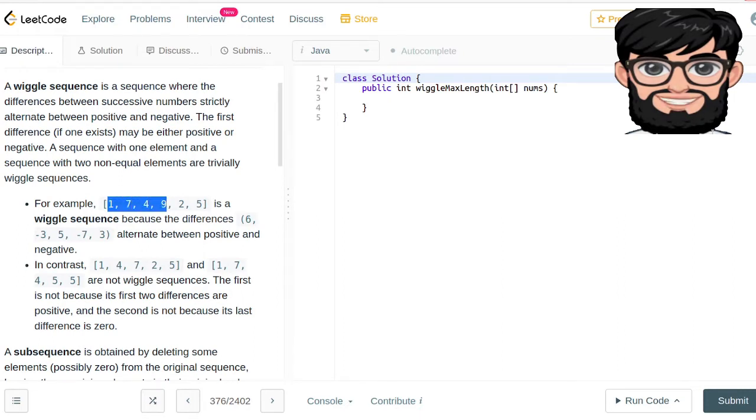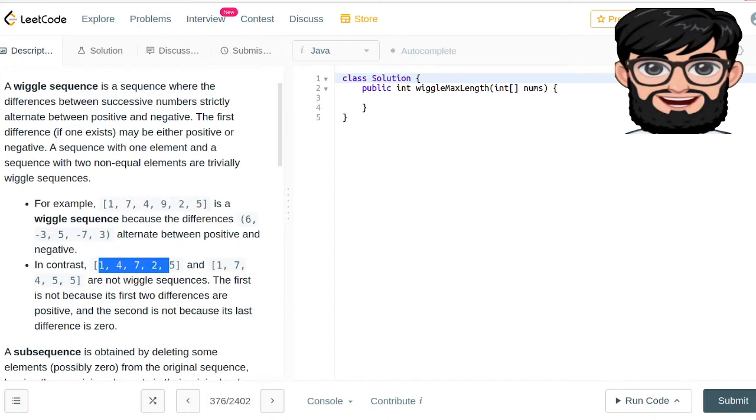So we have got this 1 7 4 9 2 5, and we're going to say that the whole sequence is a wiggle sequence because it is increasing, then decreasing, then increasing, then decreasing, and then it is increasing again. So basically we are looking at the differences here: decreasing, increasing, or increasing, decreasing.